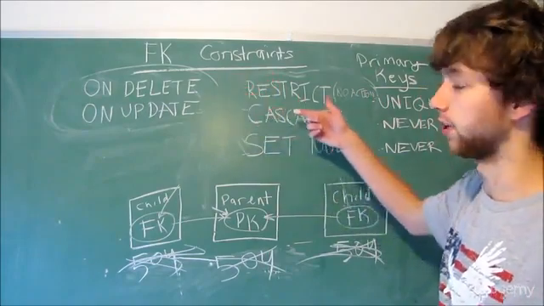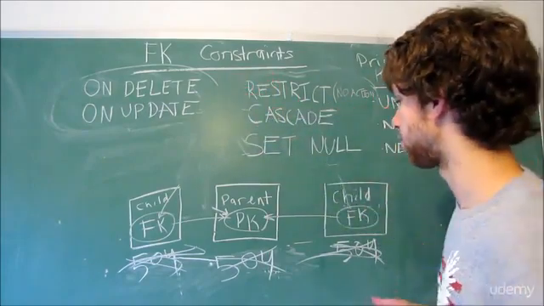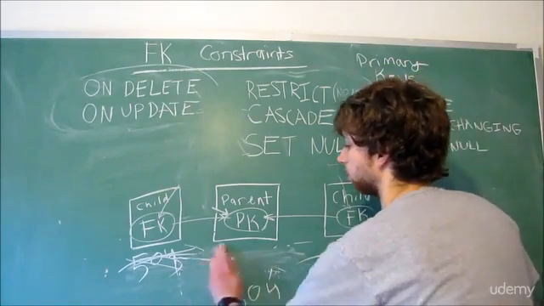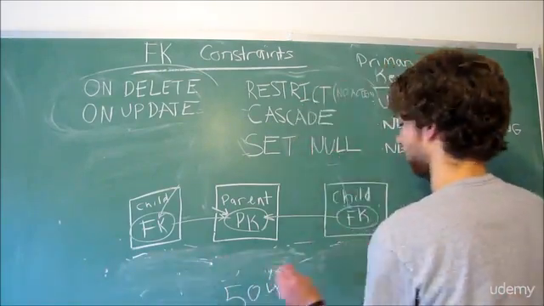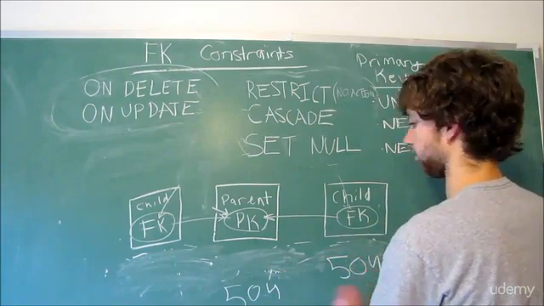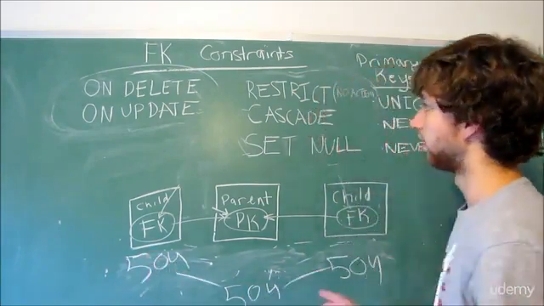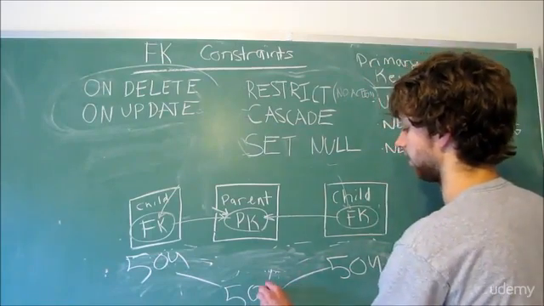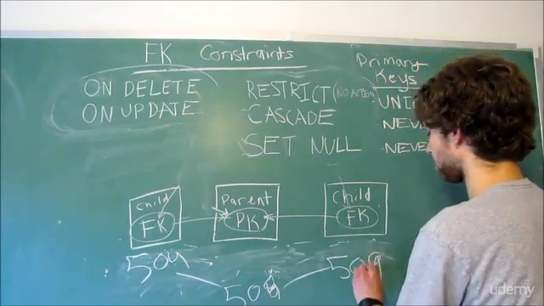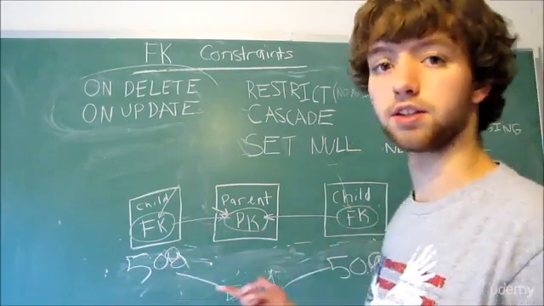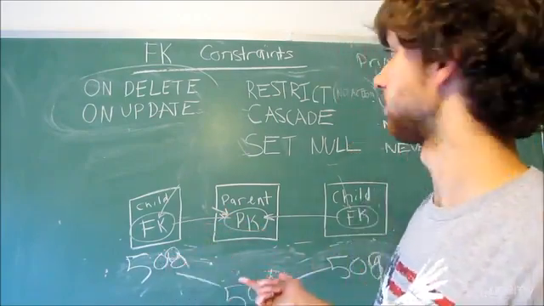On update, if we have cascade, and we change 504, let's say these people exist again. I'm just going to erase this. So these people exist again, 504, 504. These reference 504. And if we update this to 508, that means all of the children will update as well. So now it connects within different tables.